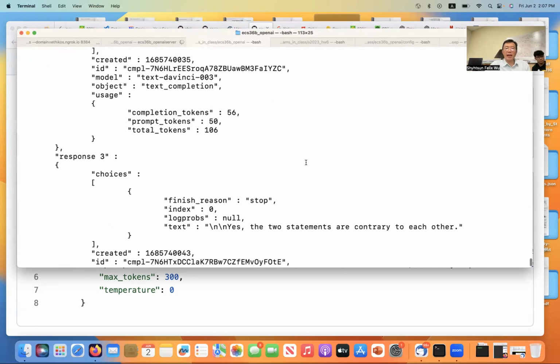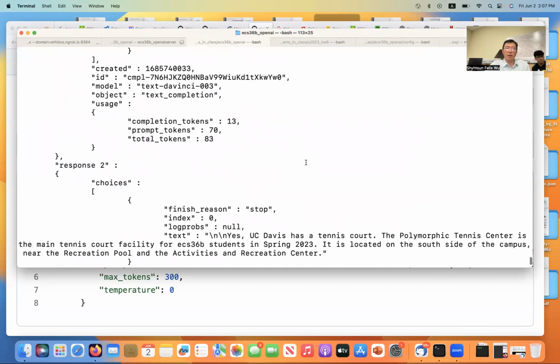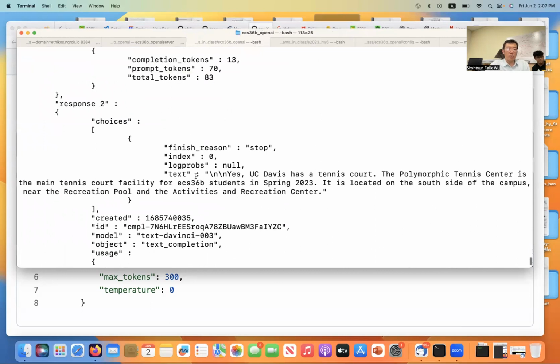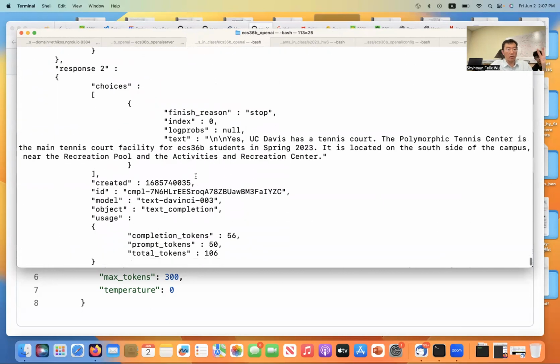Okay, you can see that I actually generate the answer. Let's go to the client side. Yeah, this is the client side. You see that the client side is actually getting that, yes, these two statements are actually contrary to each other. Because why? Because remember, I have two responses.